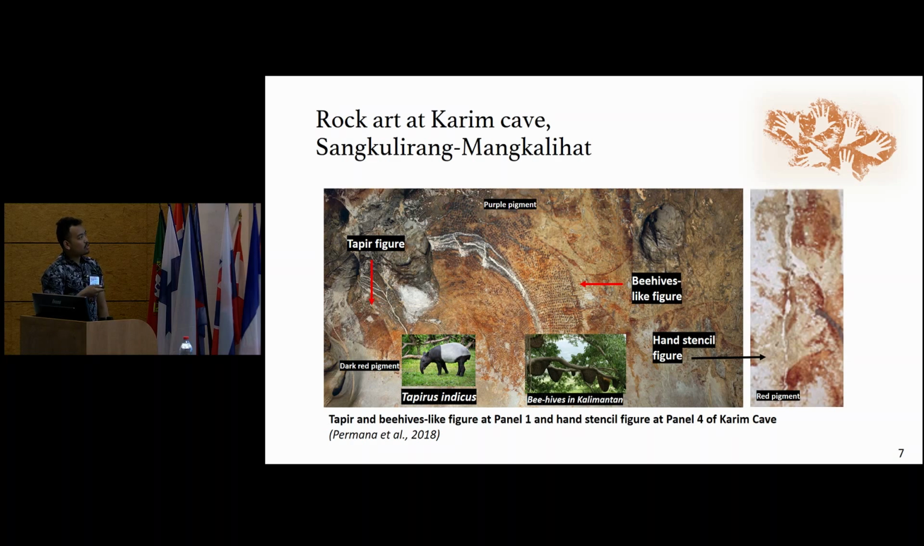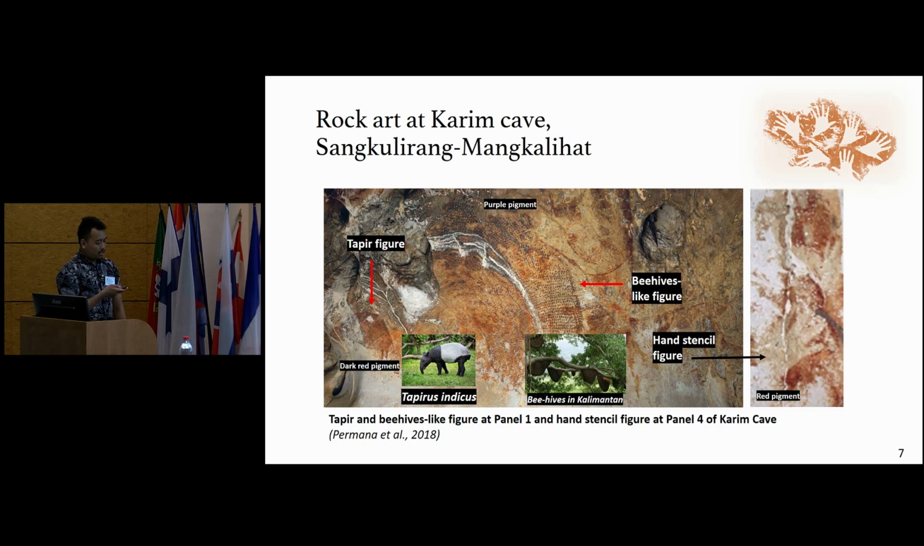This one, we could see this one. Maybe it is fading, but actually when we change and zoom this picture, we could see a figure something like this one, with the beehives. And this one is a hand stencil figure painted with red pigments.